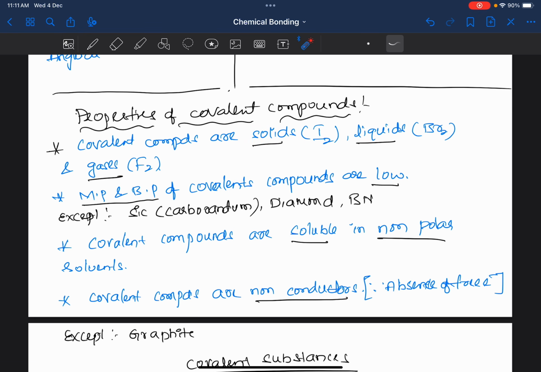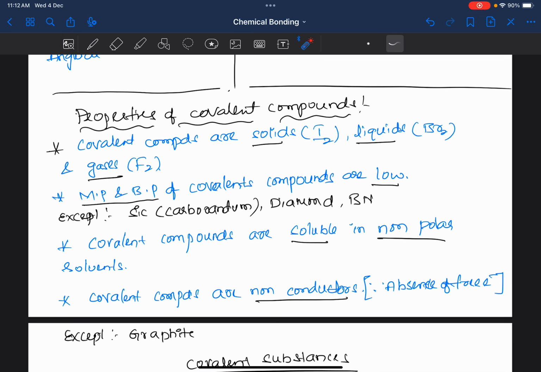Melting and boiling points of covalent compounds are low. So why are the melting and boiling points low? That is due to the presence of weak van der Waals forces. In ionic compounds, strong attractive forces are there, but here weak van der Waals forces are present. Therefore the melting point and boiling point of covalent compounds are low.